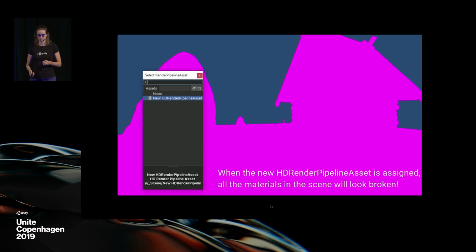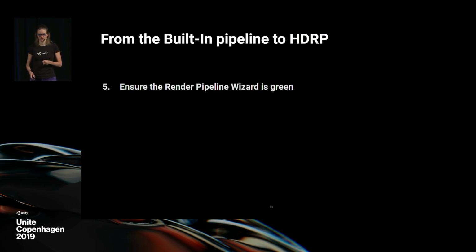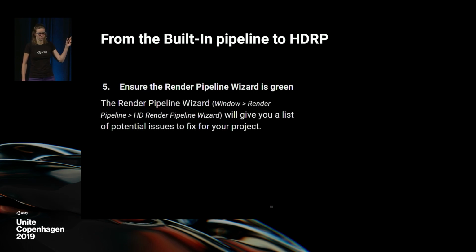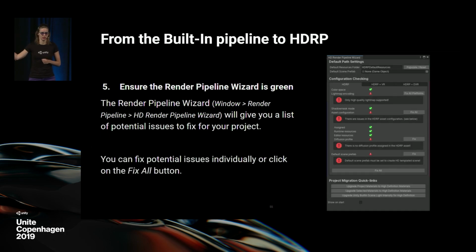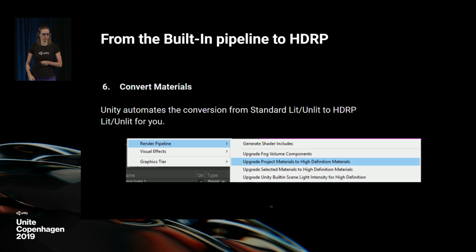So now it's the next stage. So to help you, I talked about the wizard earlier. It's still going to be useful. So before converting my materials, I'm going to make sure that all of my settings in the project are actually compatible with HDRP. I'm going to open it up. And this is what I'm going to see, probably. Here, for example, the light map encoding is wrong. So I could either choose which issue to fix, or there is a fix all button that would do things automatically for me.